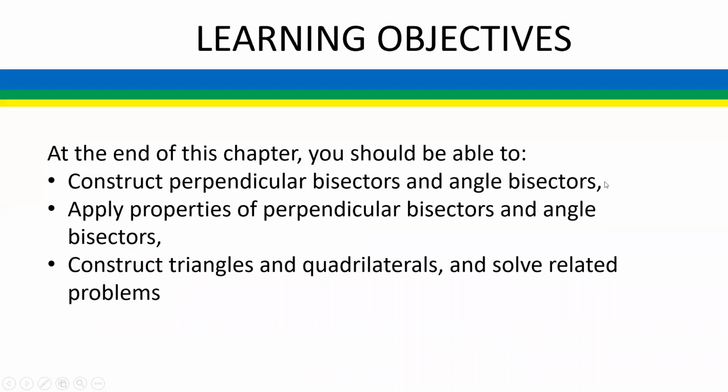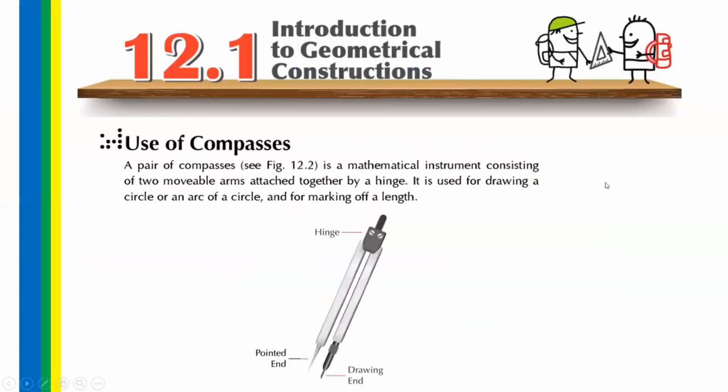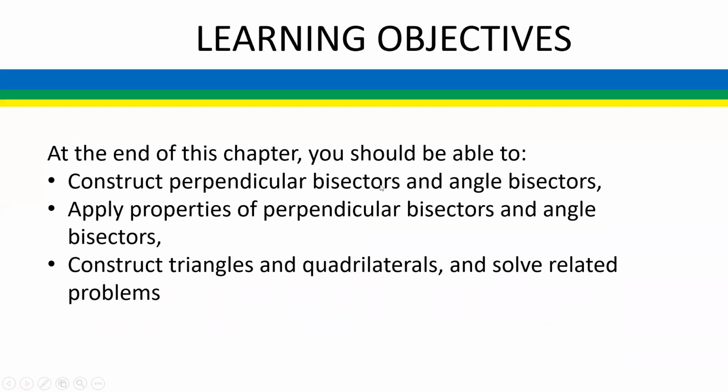So at the end of the chapter, you should be able to construct perpendicular bisectors and angle bisectors. And then you are applying the properties of perpendicular bisectors and angle bisectors, constructing triangles and quadrilaterals, and solving related problems. Okay, so we are going to go for the first objective, which is perpendicular bisector and angle bisectors.